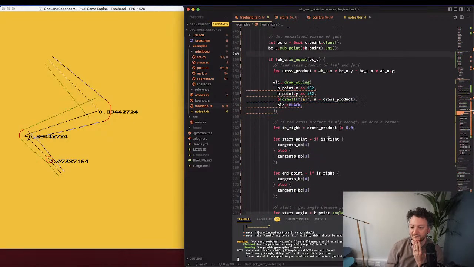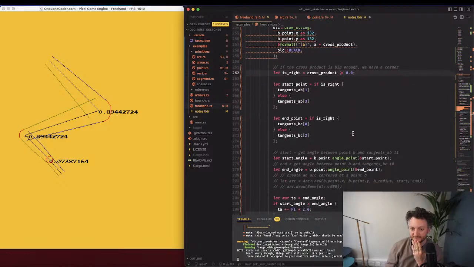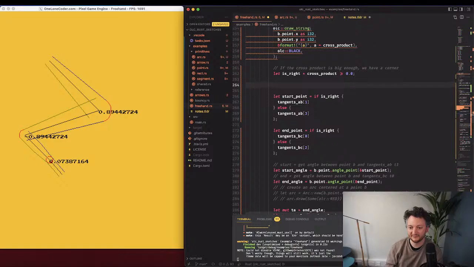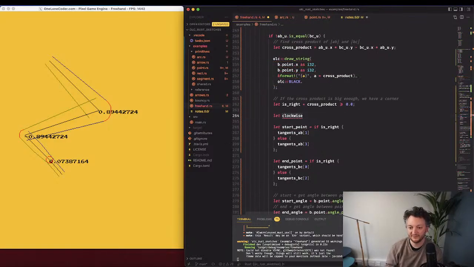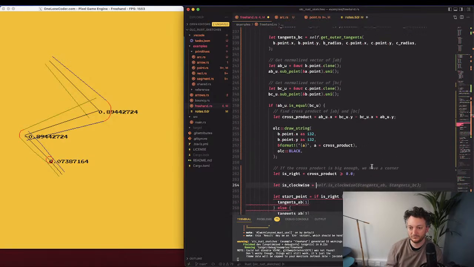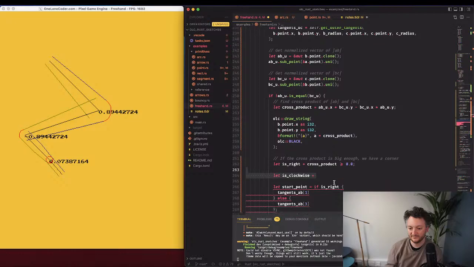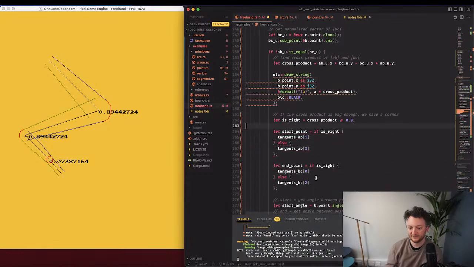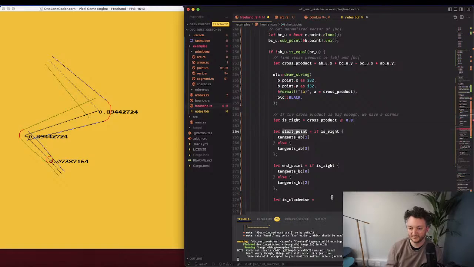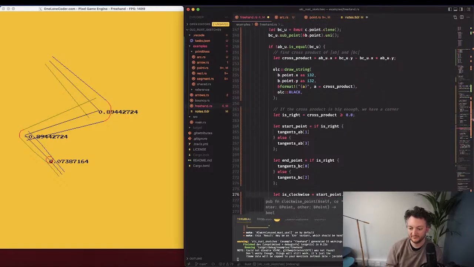So let's see. If is right, and then we'll also say like clockwise. Clockwise is start point, clockwise point relative to B dot point and N dot point.